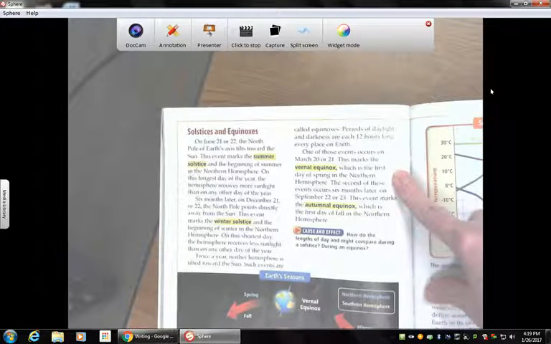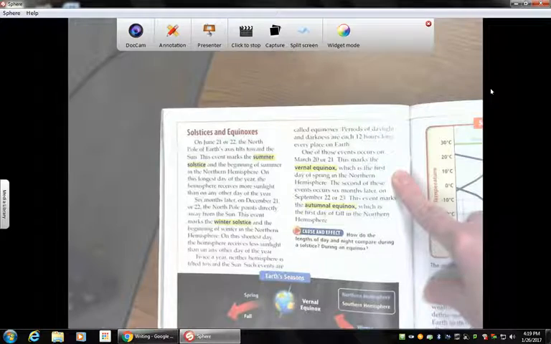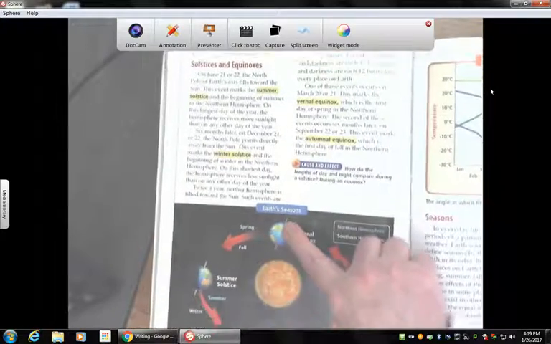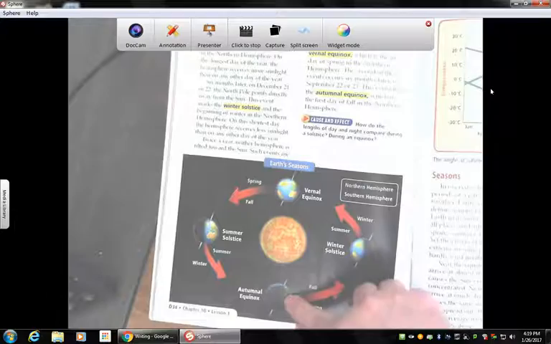The second of these events occurs 6 months later on September 22nd or 23rd. This event marks the autumnal equinox, which is the first day of fall in the northern hemisphere. So when it is spring and when it is fall, we have 12 hours of sunlight and 12 hours of nighttime.